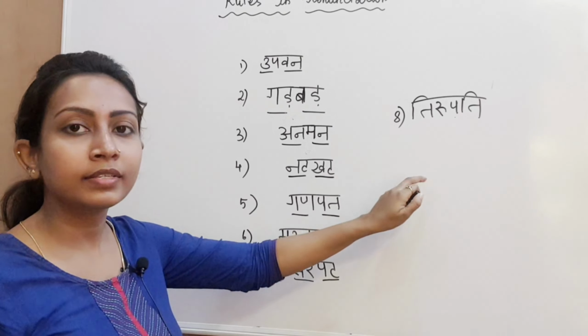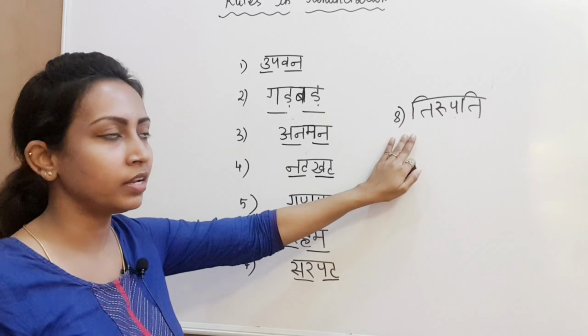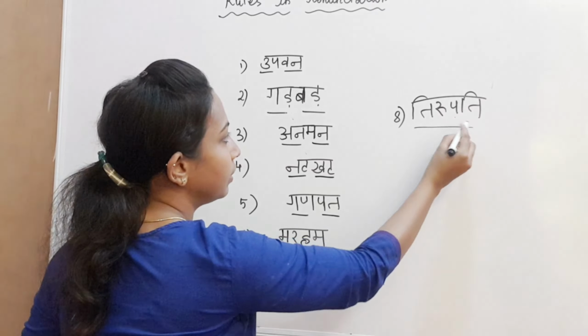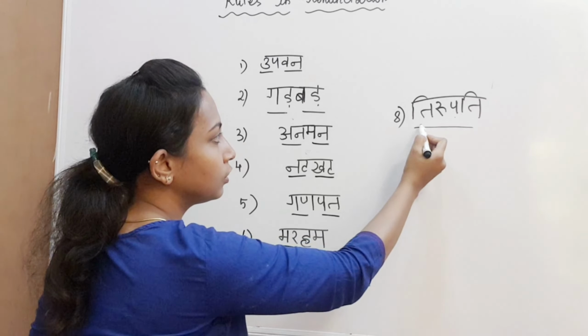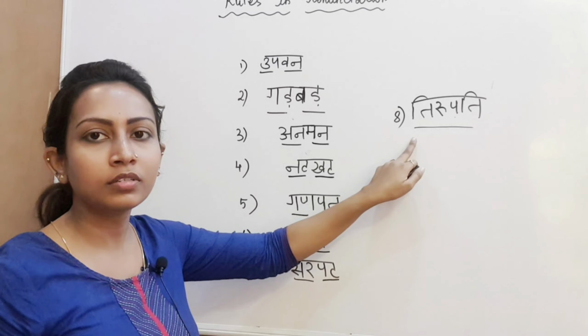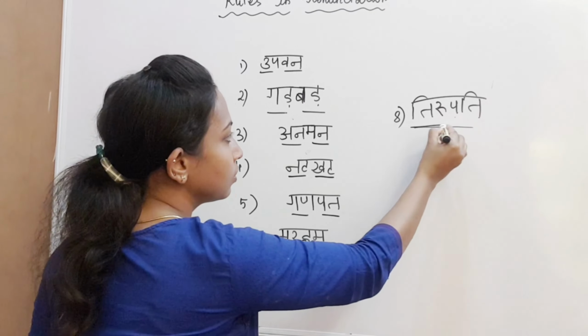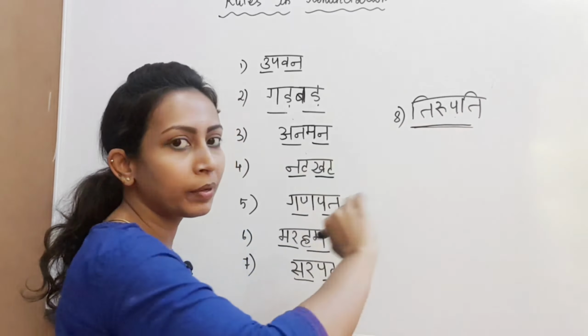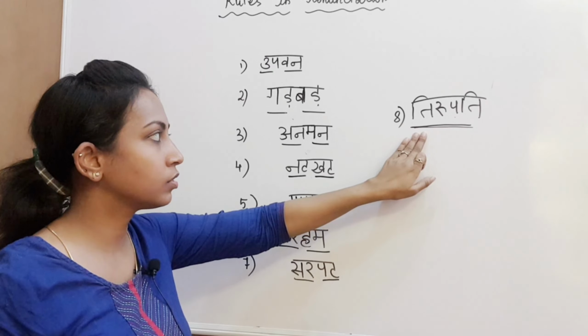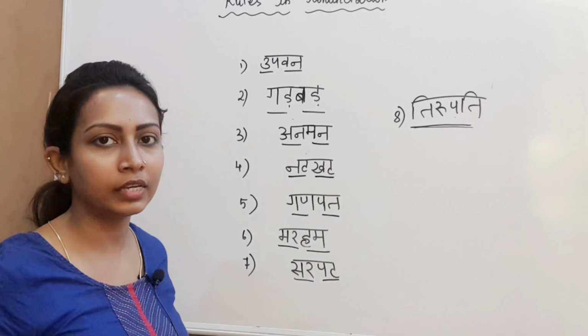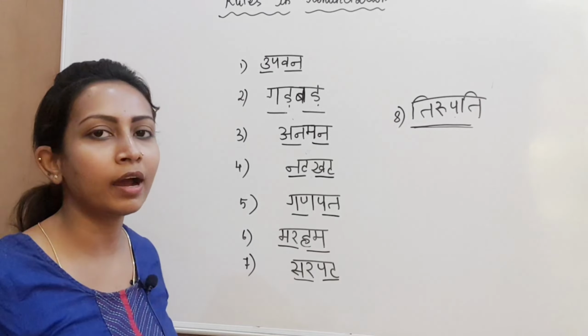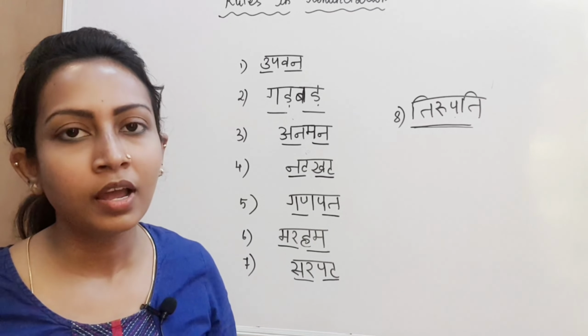If there is a symbol in a four-letter word, we have to pronounce it together. Tirupati, Tirupati. So we cannot separate and spell this word. We have to spell it regularly, in our same way. Tirupati. So continuously we have to pronounce this word. So this is how we have to pronounce the four-letter word.